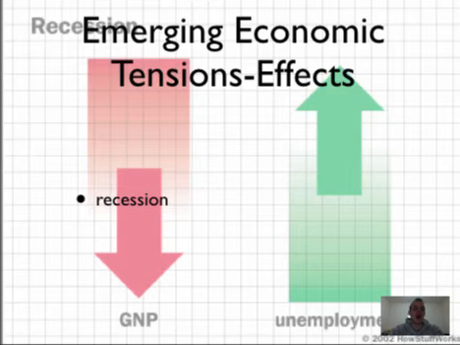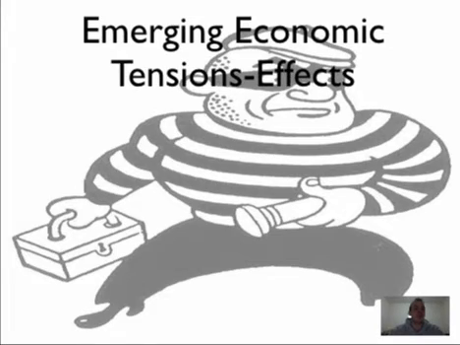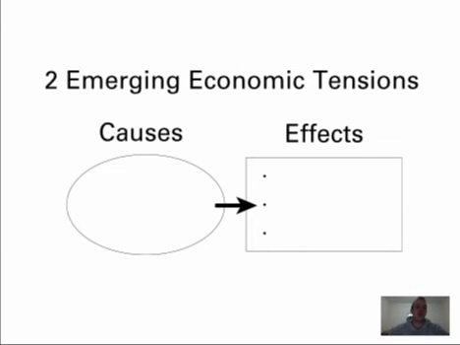Production is down, unemployment is up. And anytime that happens, crime increases. Anytime there's a recession, crime increases in the United States. So go ahead and write at least one cause of the post-war tension over economics in the oval, and then list at least 3 effects of the post-war economic tension in the corresponding rectangle.